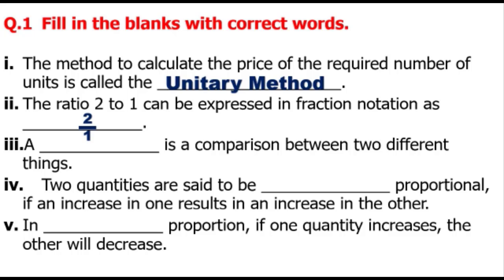Number 3. A dash is a comparison between two different things. The answer is ratio. Number 4. Two quantities are said to be dash proportional if an increase in one results in an increase in the other. The answer is directly. Number 5. In dash proportion, if one quantity increases, the other will decrease. The answer is inverse.